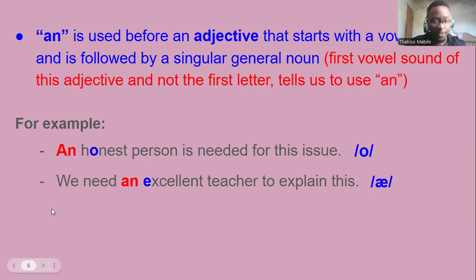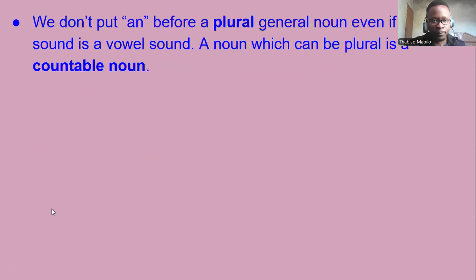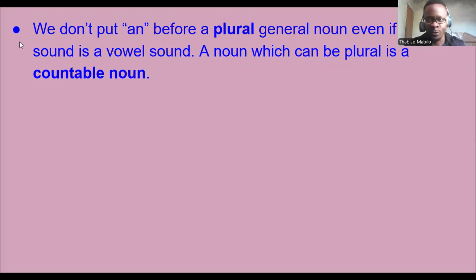Okay, let's move on. We have another rule. The next rule states the following. Let me just move this camera over here because it's blocking the next rule. The next rule says, we don't put an before a plural general noun, even if its first sound is a vowel sound. A noun which can be plural is a countable noun.